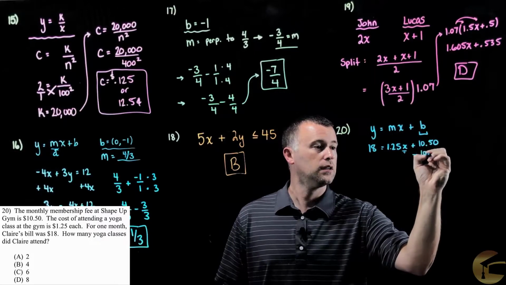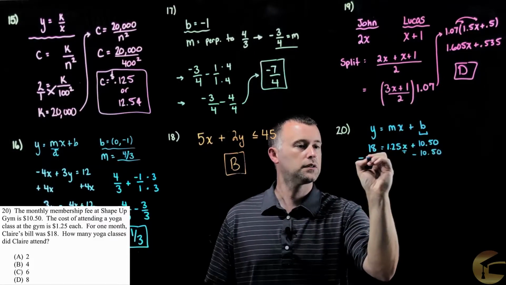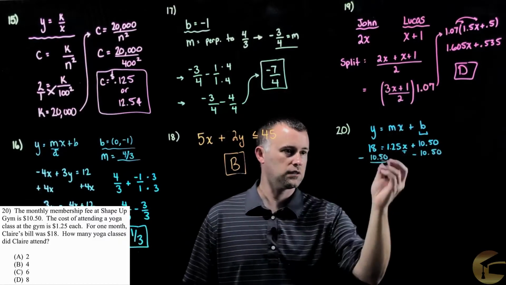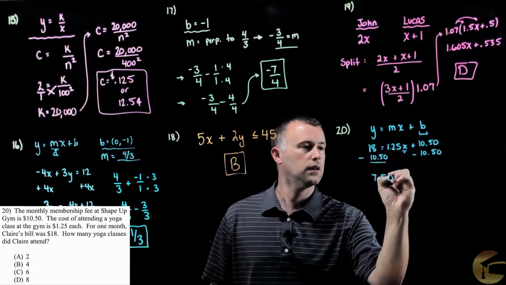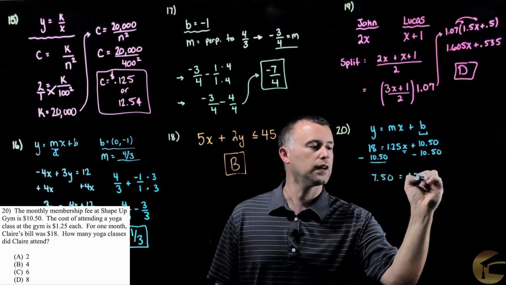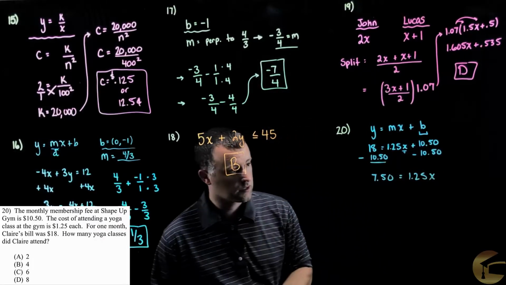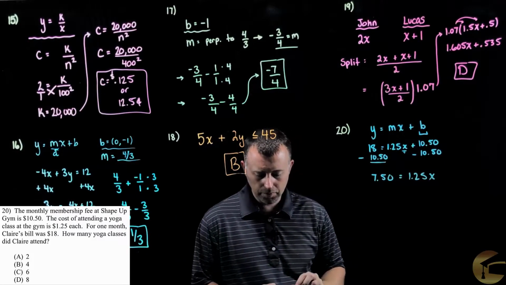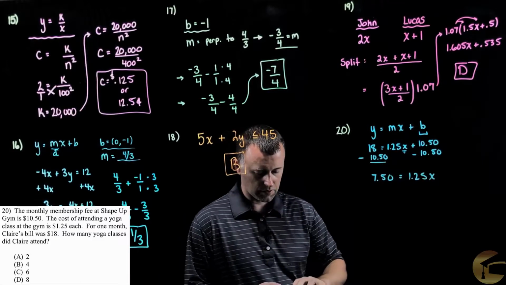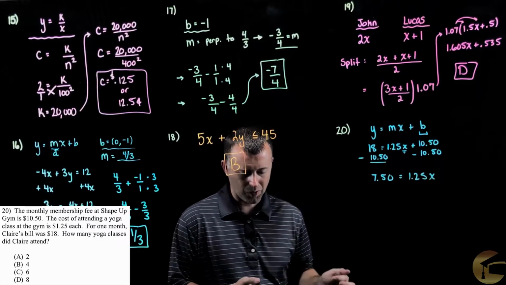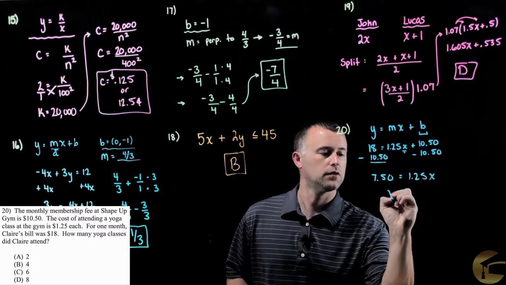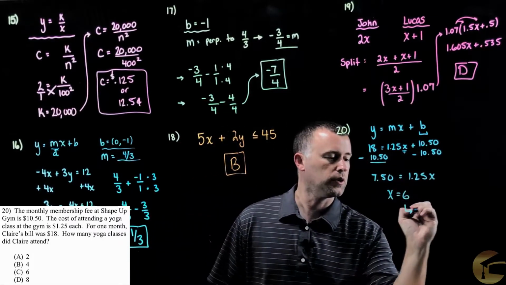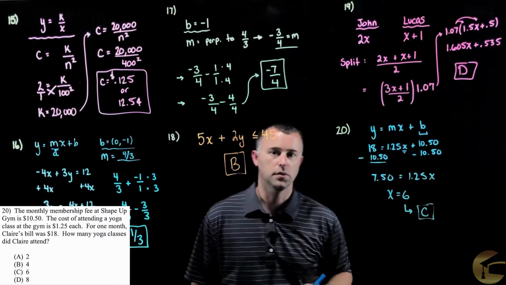We subtract 10.50 from both sides. So here we have 18 minus 10.50, which is 7.50, equals 1.25x. And then we're just going to take the 7.50 divided by 1.25. You divide by 1.25, and you're going to get 6. So x is equal to 6. That's how many classes she attended. And that's going to be answer choice C for number 20.